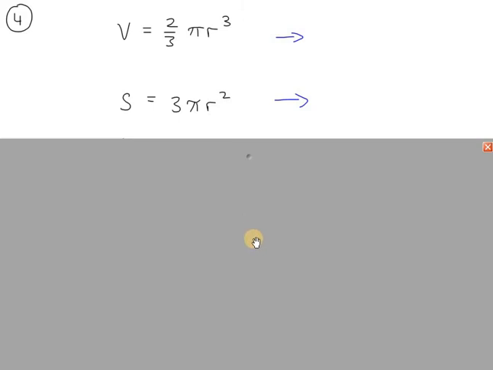Example 4. A formula for volume and surface area is given. If we differentiate both of these, so that's volume as a function of radius, dv by dr, and surface area as a function of radius, ds by dr, we get these.